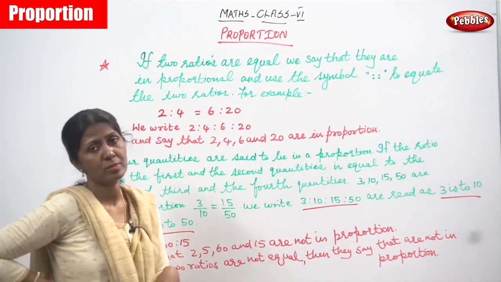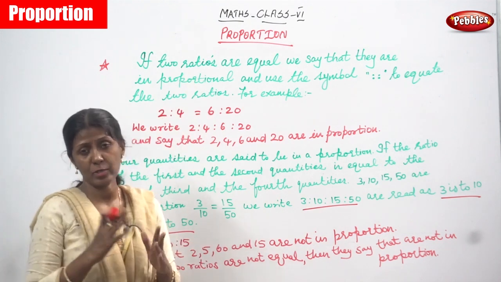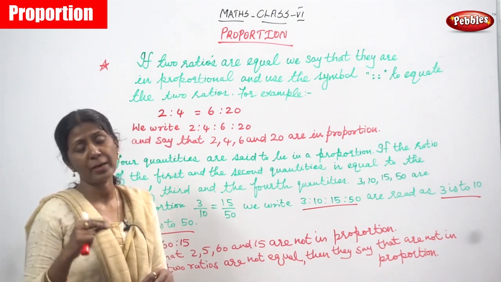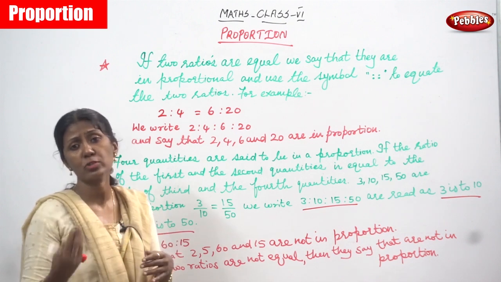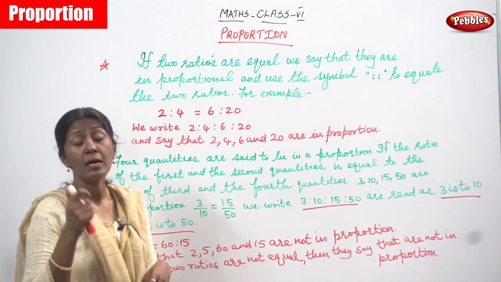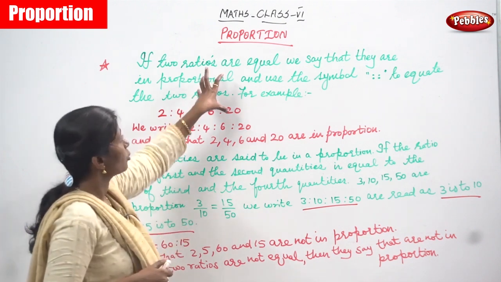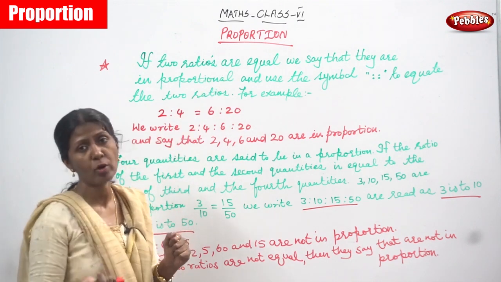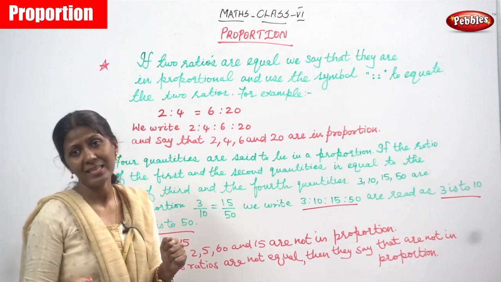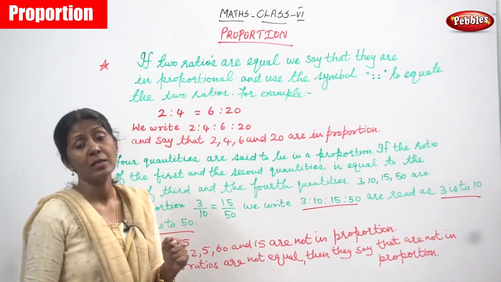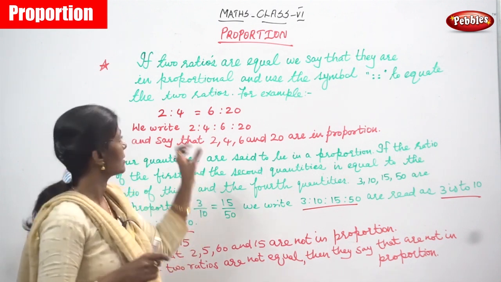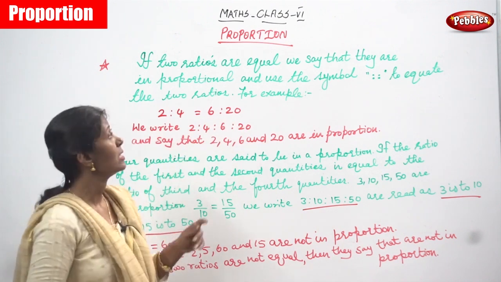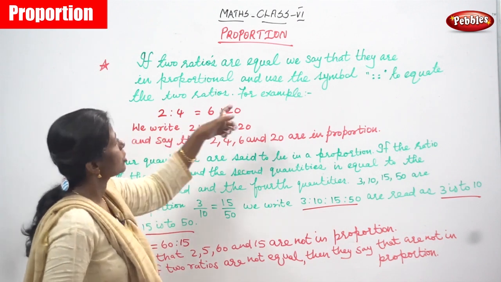If two ratios are equal, generally ratios means we have to compare two quantities. Ratio means we compare two quantities, and comparing by division is called a ratio. We have seen this already. So the definition of proportion: if two ratios are equal, we say that they are proportional. This is one pair and this is another pair. And we use the symbol.